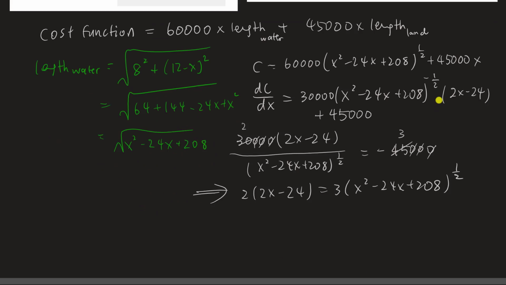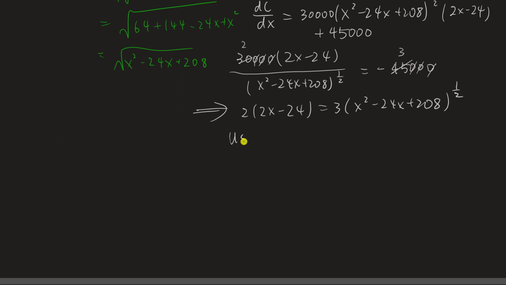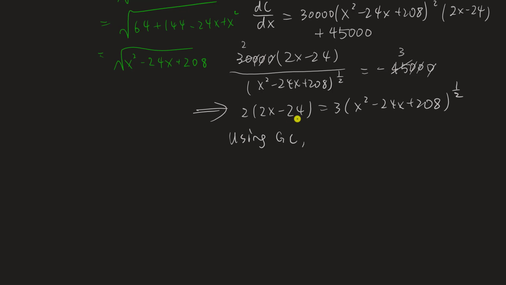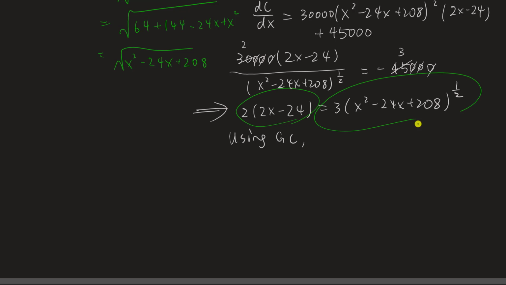So what do we do? We use our GC. Using the GC, we solve for the answer. And to do that, just plot this graph onto y1 and plot this graph onto y2. Oops, sorry, I left out a negative here because this is negative 3, my bad. So let me just key this into the GC.